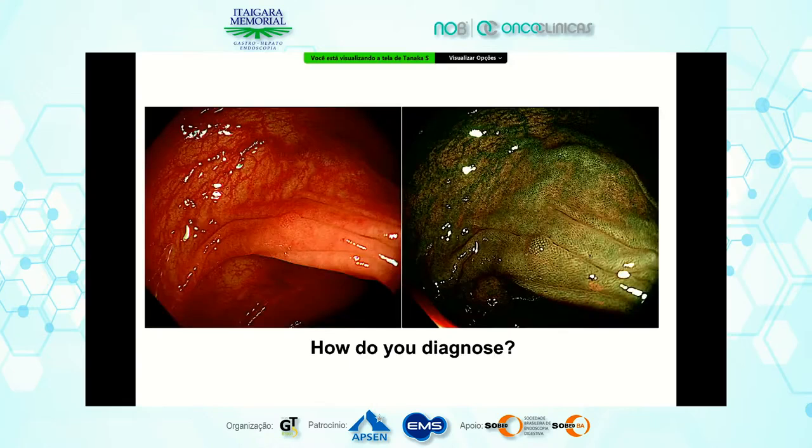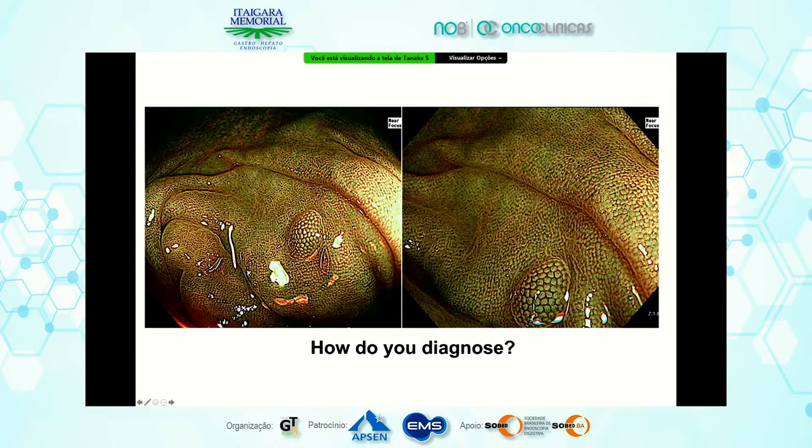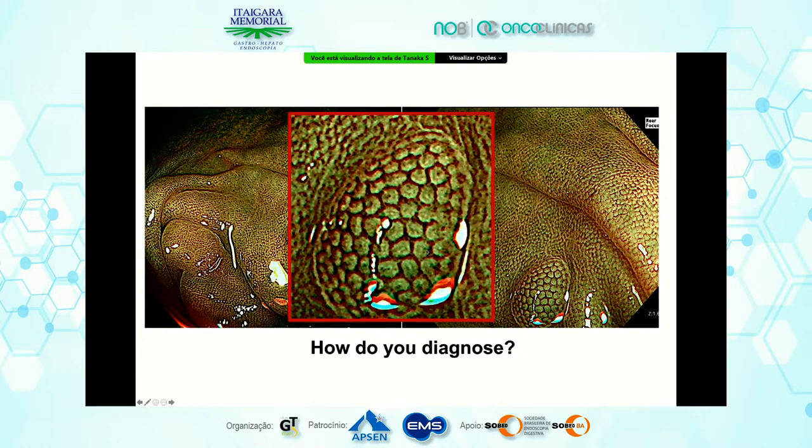So, how do you diagnose this lesion? Some novices diagnose this lesion as adenoma because there is a vascular pattern. However, this is a honeycomb-like vessel pattern, unusual for an adenomatous lesion. Also, you can see dark dots like this.